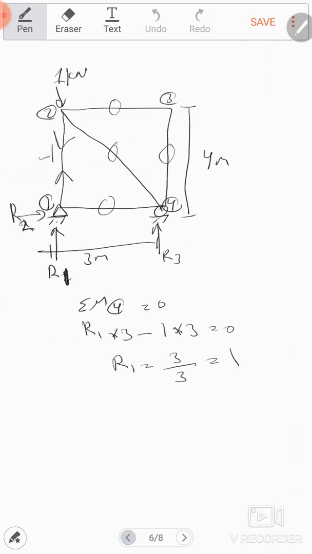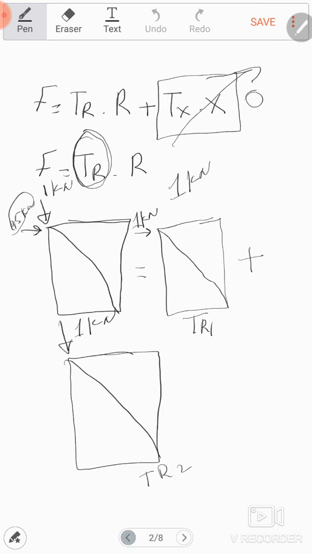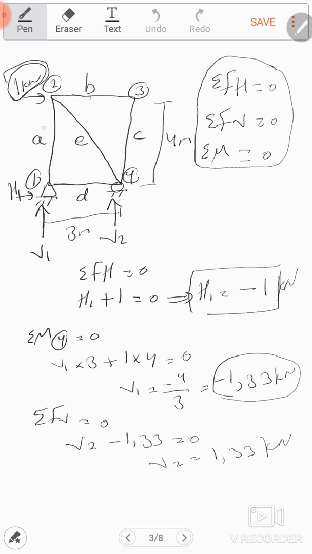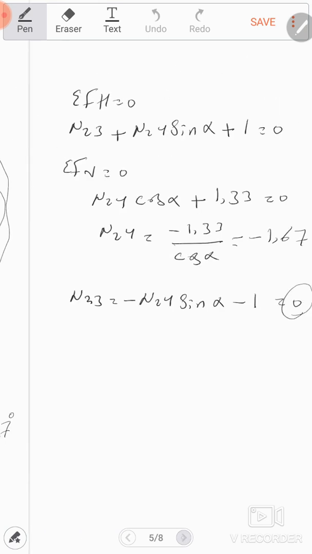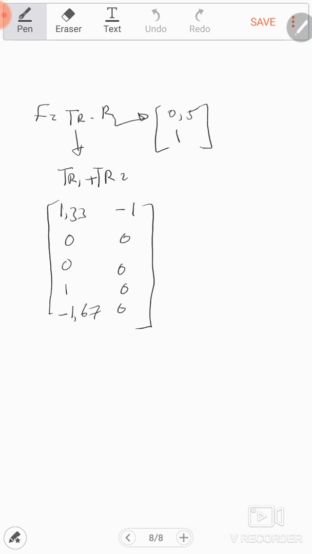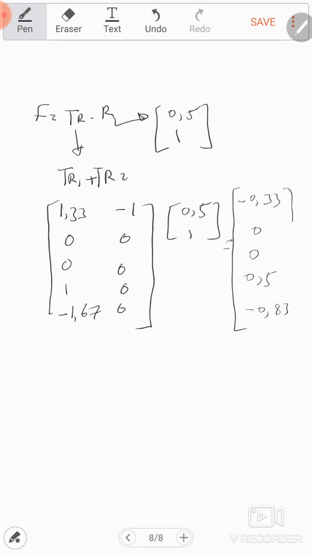If we go back, let me take the shape. This one is A. I call this one A, B, C, D, E. So substitute the values depending on the names of each part, times the R matrix. So the last values are final minus 0.33, 0.5, minus 0.83. This is the internal forces.